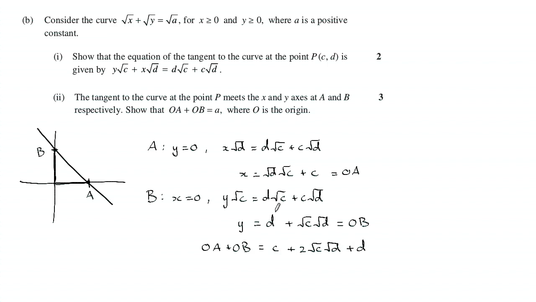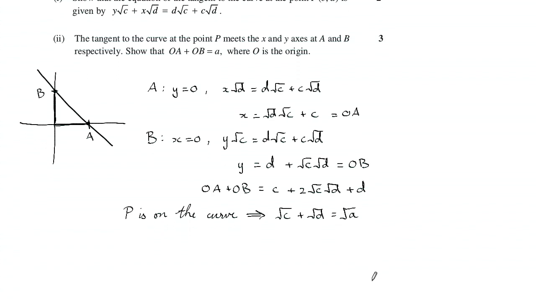And then we have to show that that equals a. So let's think about how a is going to become involved in this whole thing. So the only information we have so far that involves a is that. So that should give you a clue that what we have to do is use the fact that this point is on the curve, meaning that this point satisfies this equation. So you could say something like P is on the curve, therefore we can plug those values in there and you get root C plus root D equals root A.